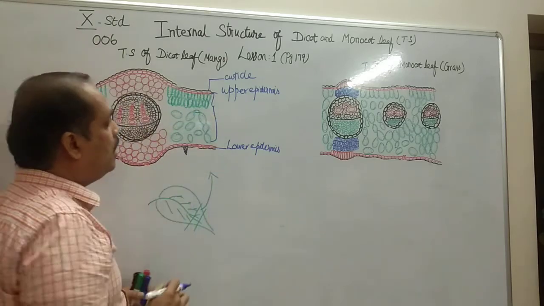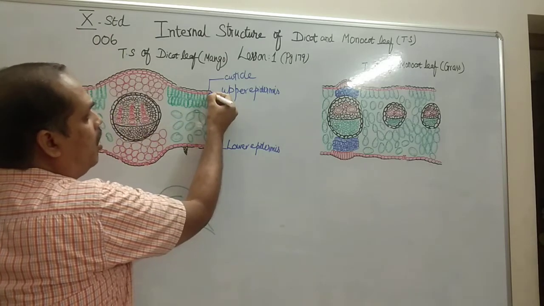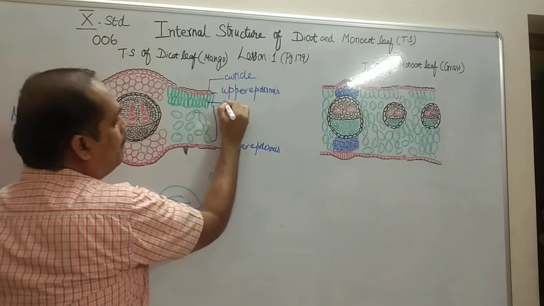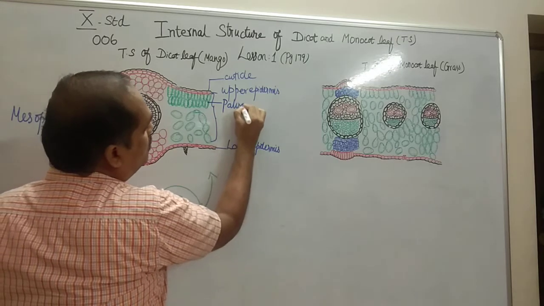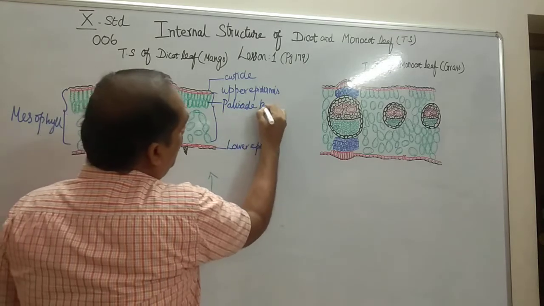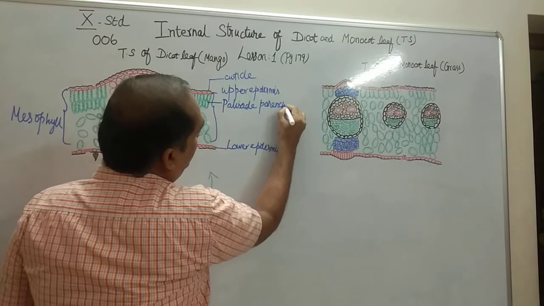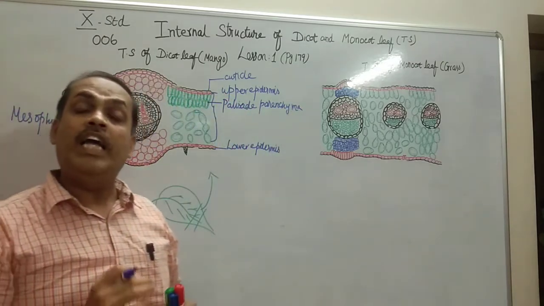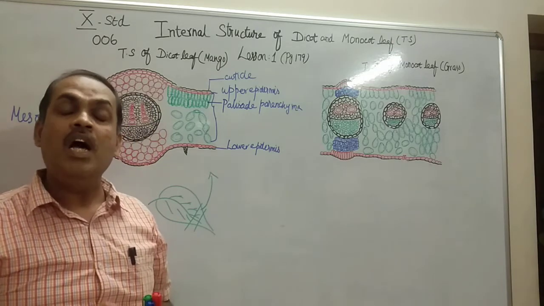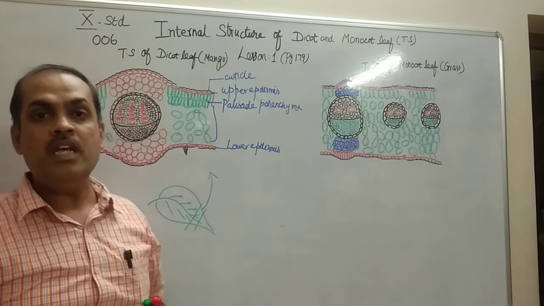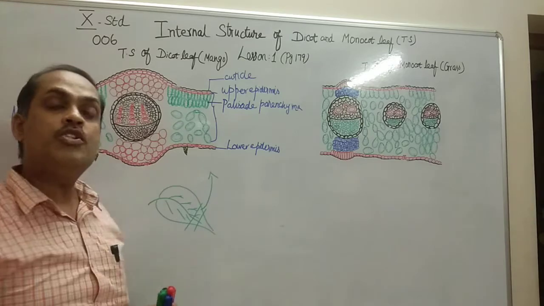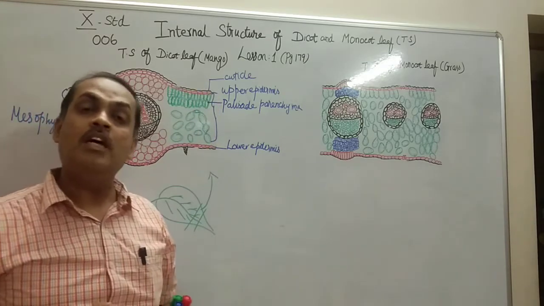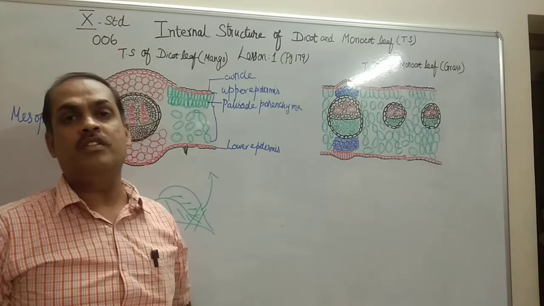Now, this is the structure or the layer that is formed below the upper epidermis that constitutes the palisade parenchyma. So, this is palisade parenchyma. Palisade parenchyma is formed below the upper epidermis. They are elongated cylindrical cells without any intercellular spaces. They are usually one layer or two layers. When you see, they have more number of chloroplasts, so their function is photosynthesis.